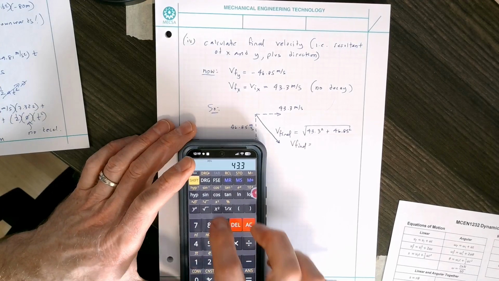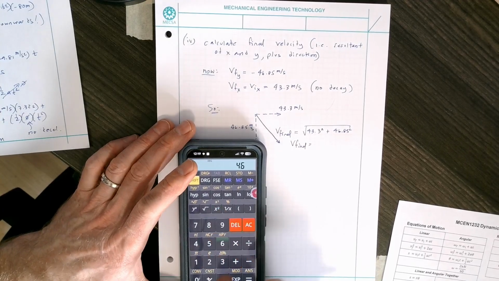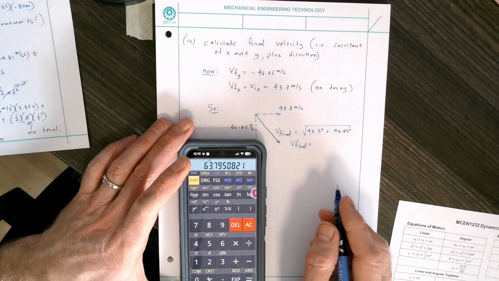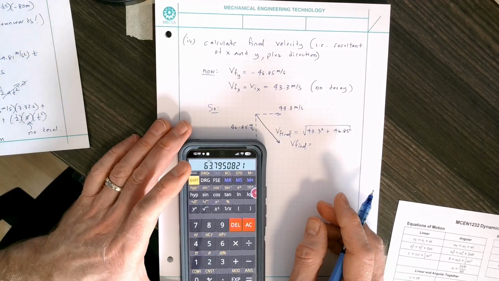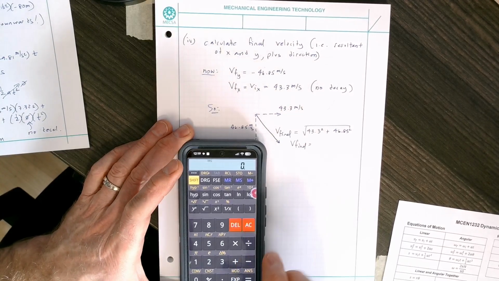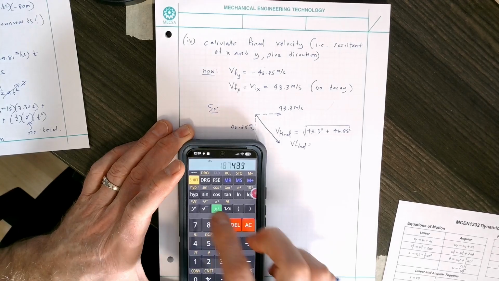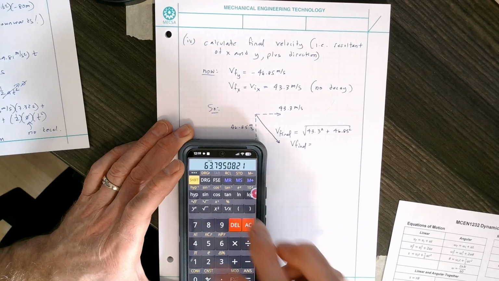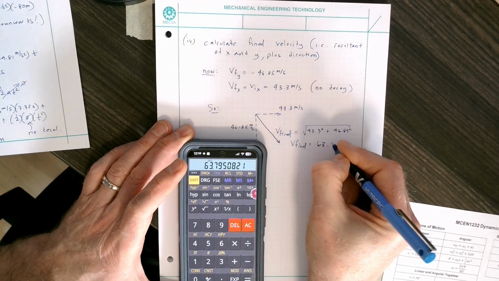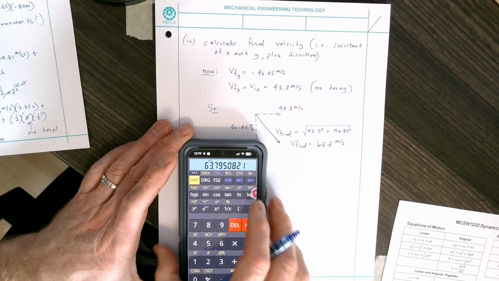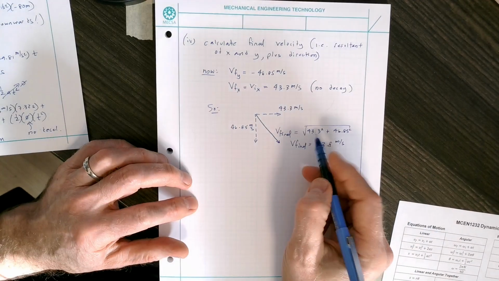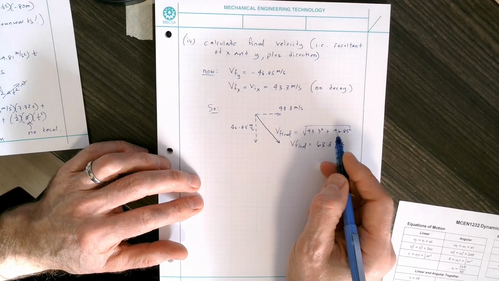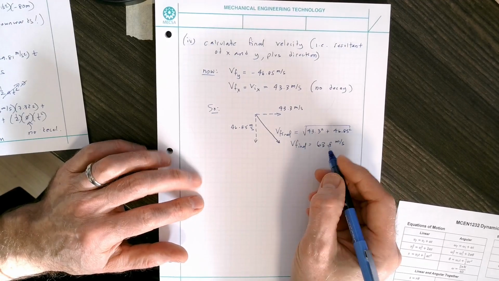43.3 squared plus 46.85 squared equals, square rooted. 63, oh, I said somewhere between the two. Duh, no. 63.8. One more time: 43.3 squared plus 46.85 squared equals, square root. 63.8 meters per second. You think, what about the negative? Well, yeah, it gets squared, okay? Don't get excited. This, yes, but it's squared, so it doesn't matter, okay?